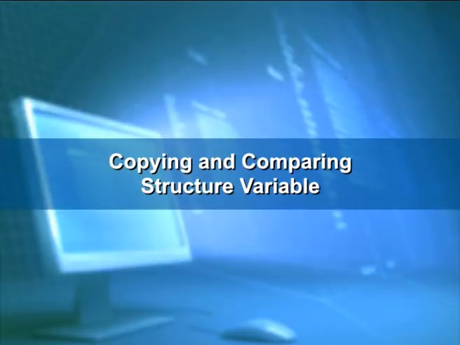Copying and comparing structure variable. We have already discussed that two variables of same structure type can be copied the same way as ordinary variables. If student 1 and student 2 belong to same structure, then the following statements are valid. student1 = student2; student2 = student1; However, statements such as student1 == student2 and student1 != student2 are not permitted. C does not permit any logical operations on structure variables. In case we need to compare them, we may do so by comparing members individually.